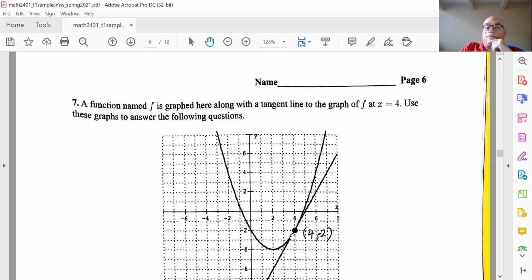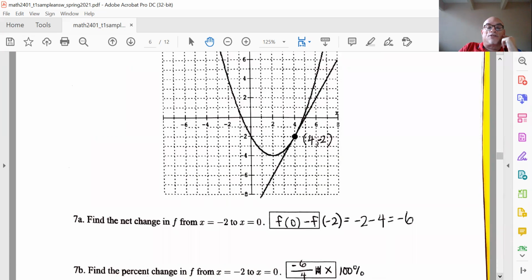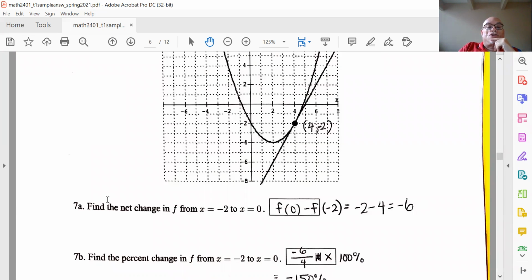So here's the tangent line to this function at the point (4, -2). Close to this point, if you zoom in very, very close, the tangent line and the curve would coincide. You couldn't really distinguish the two, right? And so we're going to use that tangent line to help us answer questions about the rate of change, the instantaneous rate of change, or the derivative, same terminology, of this function named f. Now, the first question, though, is not about instantaneous rate of change. This is about net change. So that's one of our more primitive methods of measuring change in the outputs of a function.